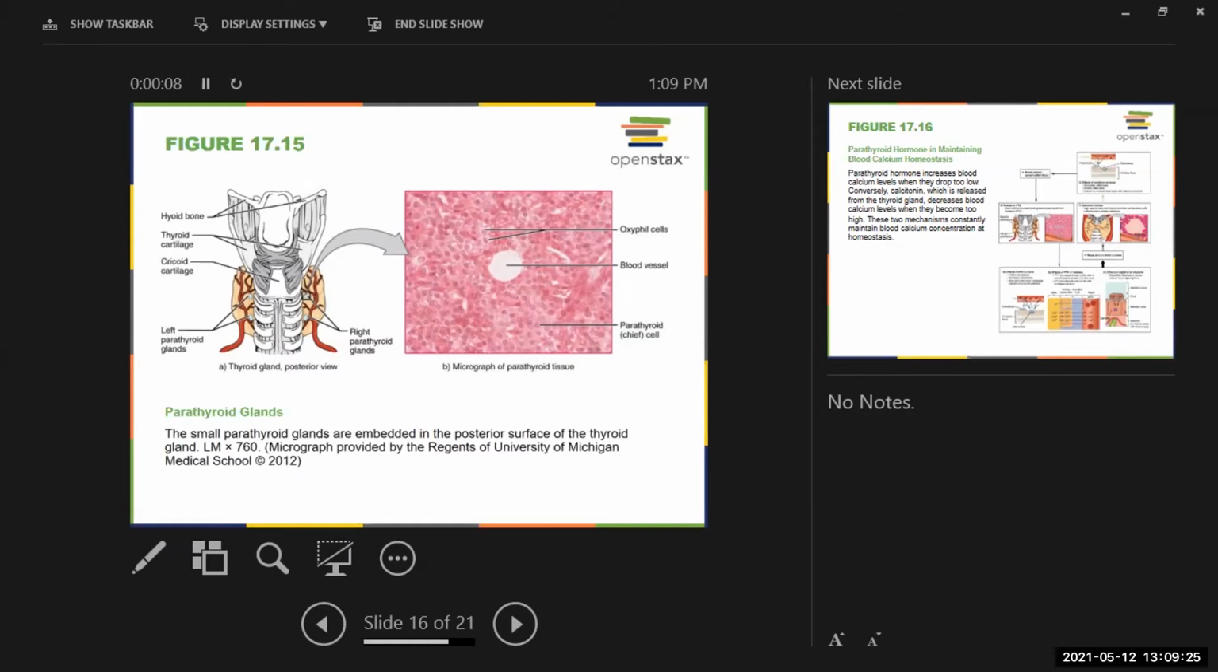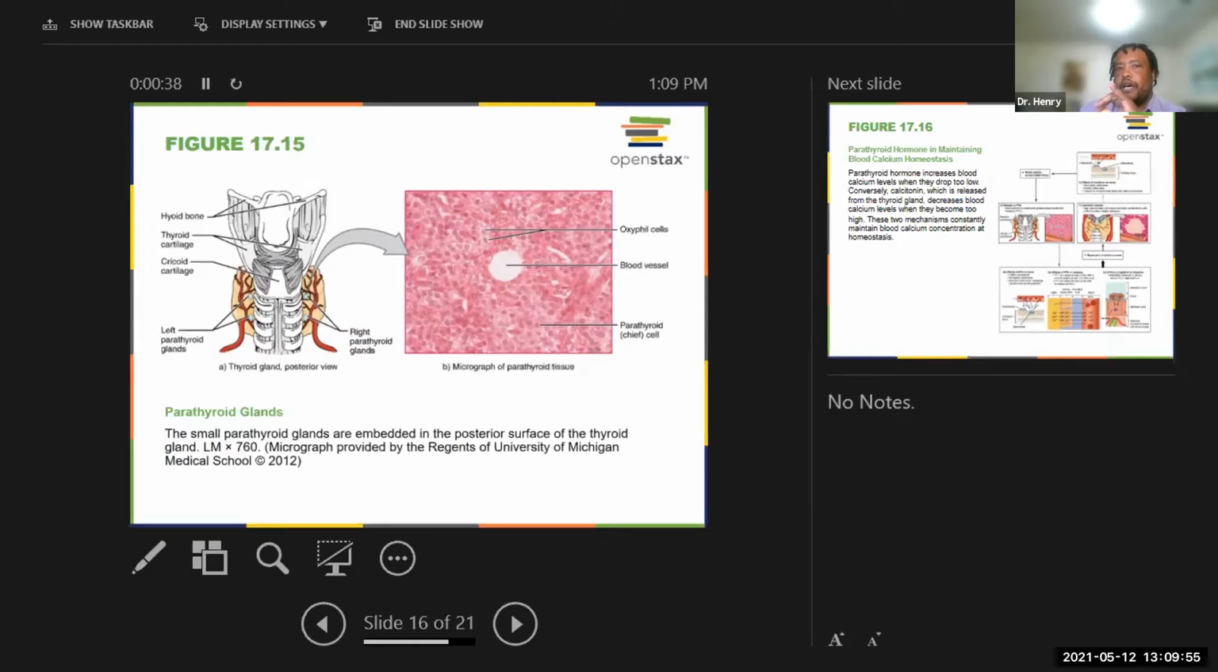Okay. So the parathyroid gland is responsible for producing PTH, which is the parathyroid hormone. And PTH has a couple of functions, and we'll talk about that here in a second. But it has one major function, and that is the regulation of blood calcium, right?